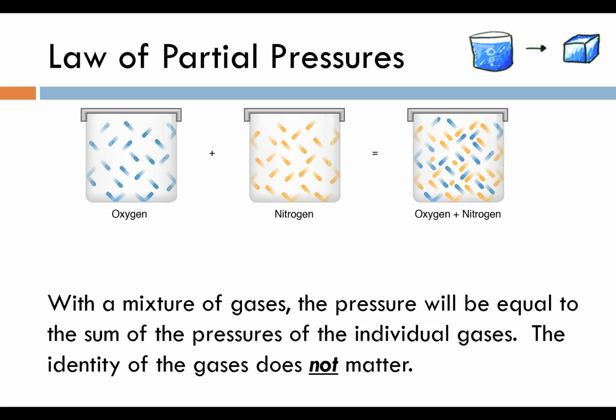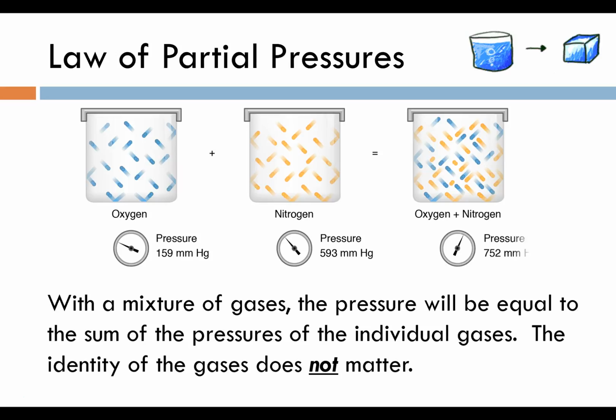So just to go through and do a practice problem, if I've got oxygen with a pressure of 159 millimeters of mercury, and my pressure of nitrogen is 593 millimeters of mercury, if I want to figure out what the pressure would be if I combine those two gases, it's really just as simple as adding them. So in this case, the pressure of that mixture would be 752 millimeters of mercury.